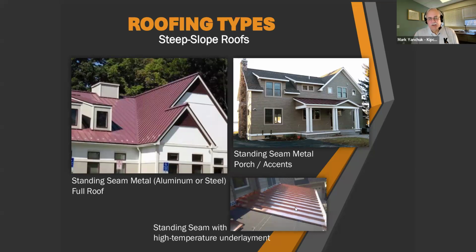You have to use a high temperature underlayment because, as you can imagine, the sun beating on the metal roof really conducts the heat to the substrate below. So you need to have special detailing for it, both underneath it and at the edges.